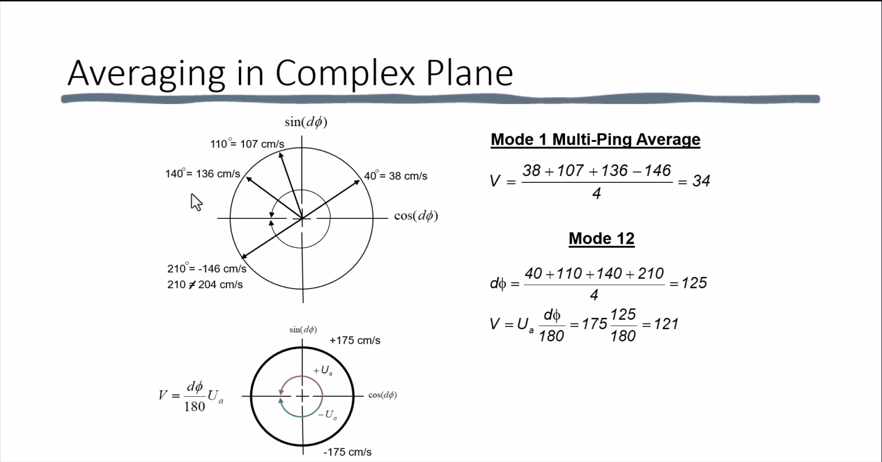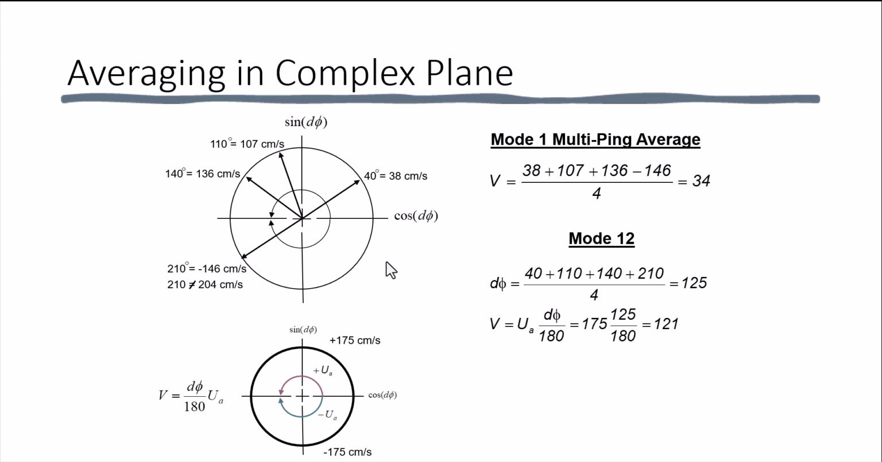140 degrees phase change is transformed into 136 centimeters per second velocity. And 210 degrees results in an ambiguity error and is transformed into a negative 146 centimeters per second. Mode 1 then averages each of these transformed velocities and reaches a mean velocity of 34.